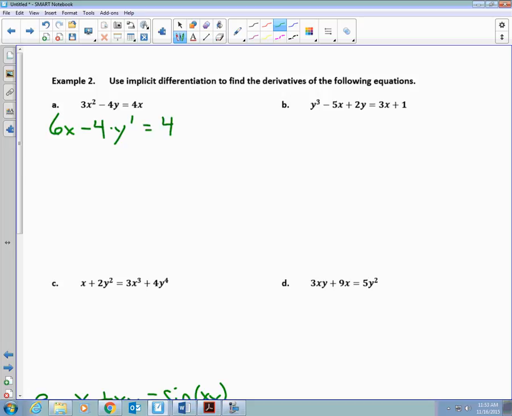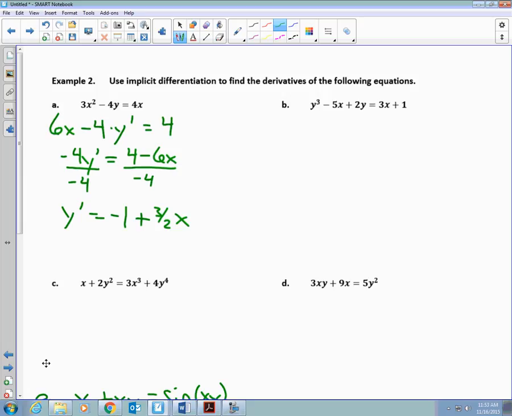Solve for y prime. Negative 4y prime is equal to 4 minus 6x. Divide by negative 4. Y prime is negative 1 plus 3 halves x. Not too bad, huh? Let's change it up a little bit. What's different about b?